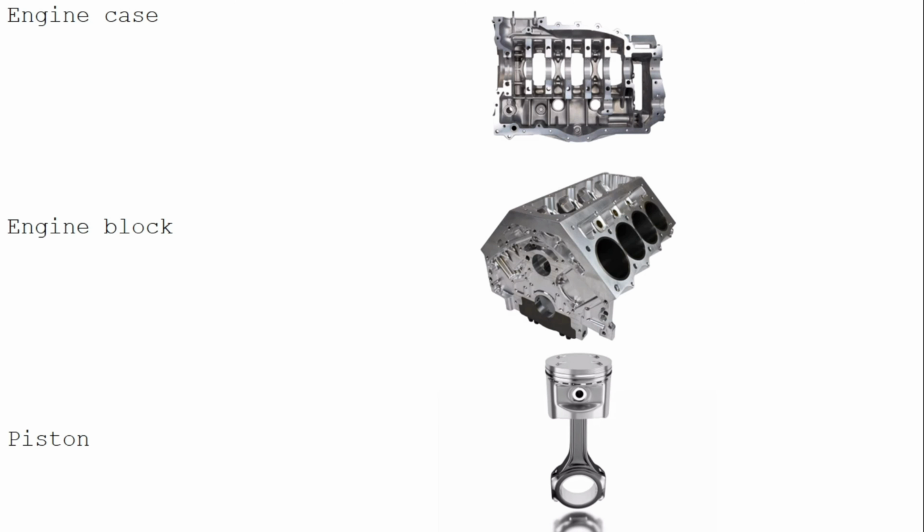Then there is a flywheel. The flywheel will mount on the engine case. The second component is the engine block. The engine block, or the second name of it, is engine head. So it has two names: engine head or engine block. It's the place of the piston and the camshaft with the spark plug.